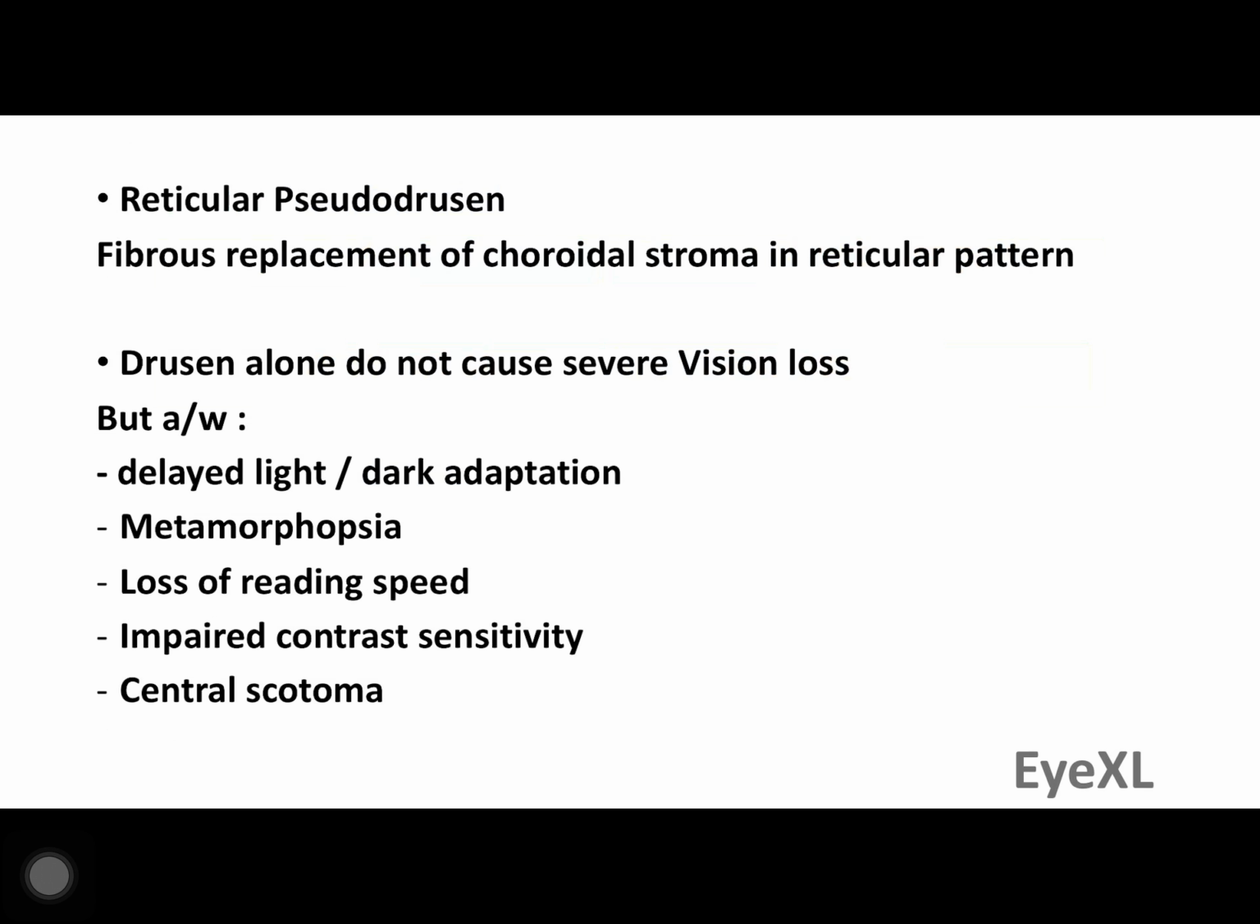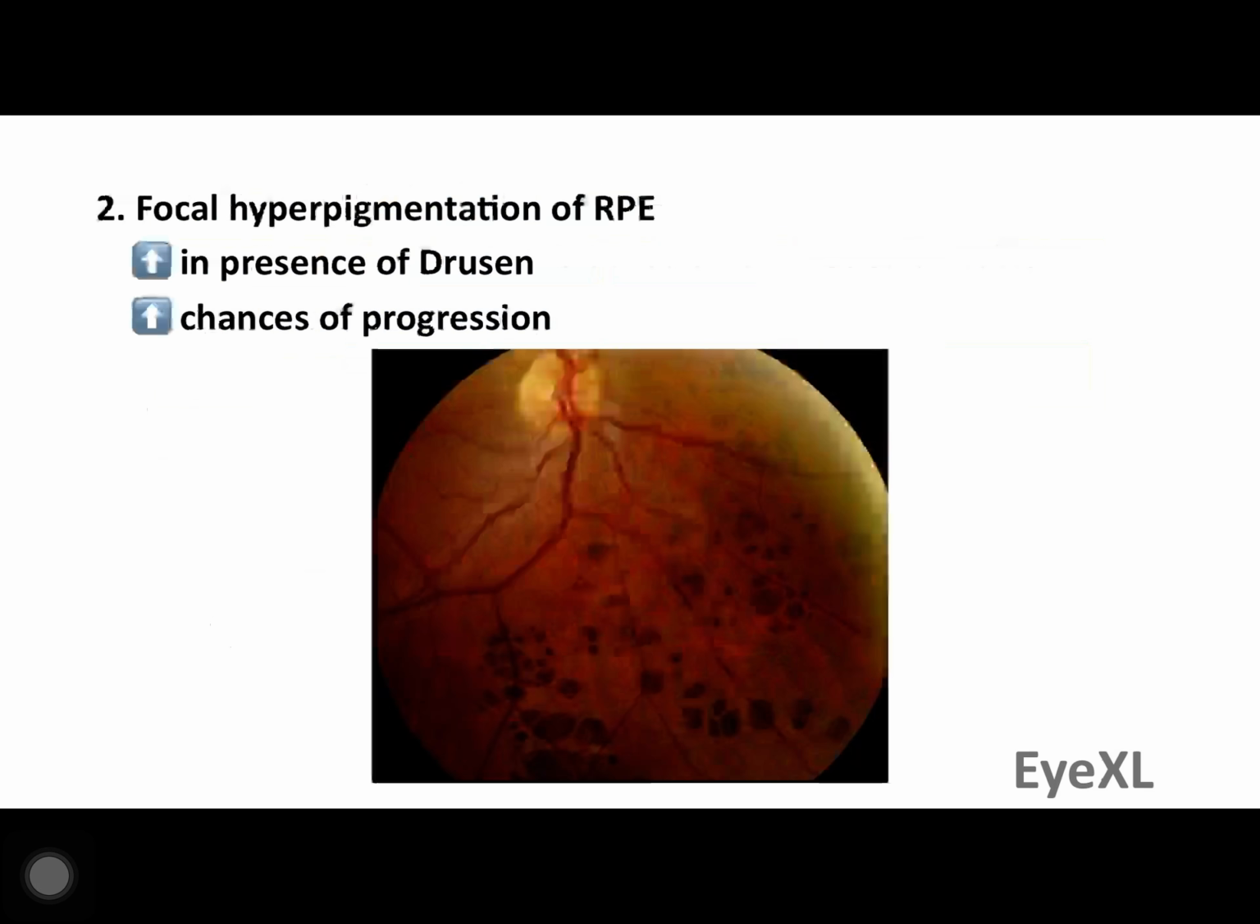But there are associated symptoms such as delayed light and dark adaptation. There is metamorphopsia, which means a distortion of the objects that you see, a loss of reading speed, which is due to the impaired contrast sensitivity that the patient has, and finally a central scotoma, so a blind spot at the center, simply because the macula is now affected.